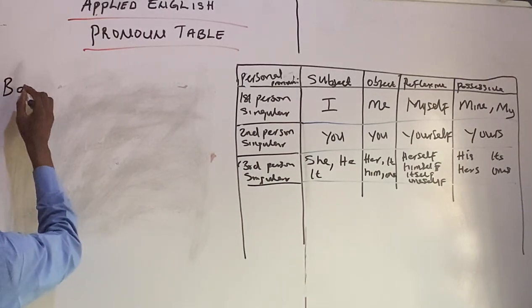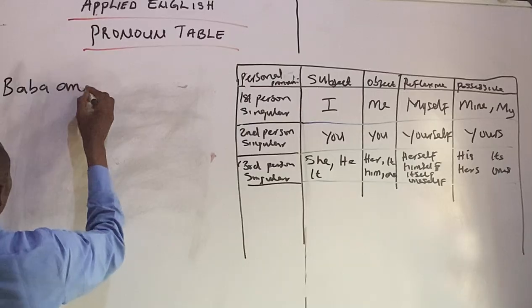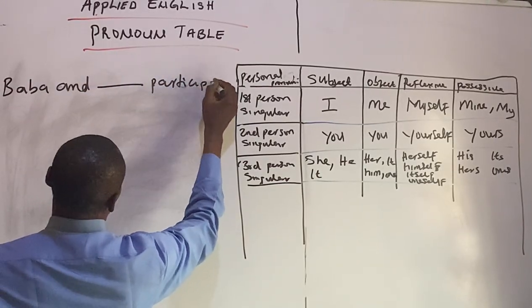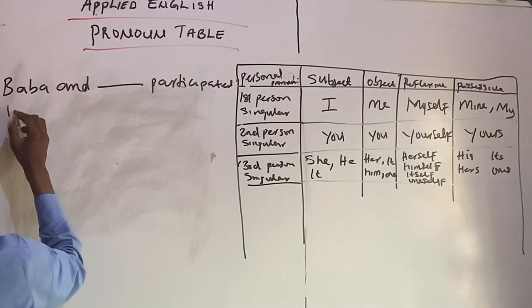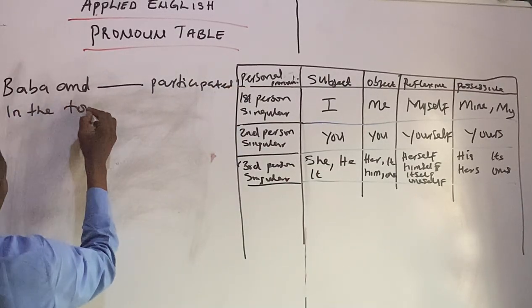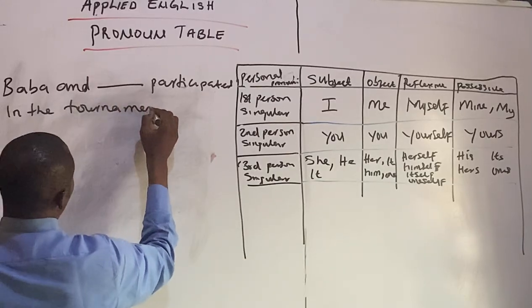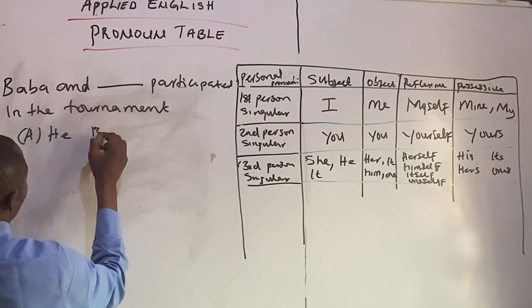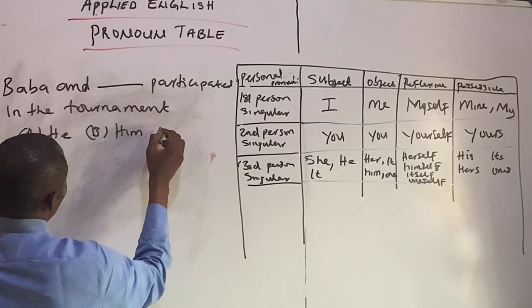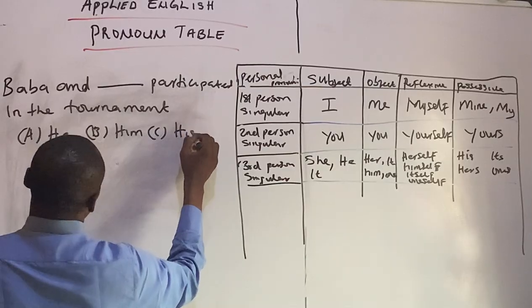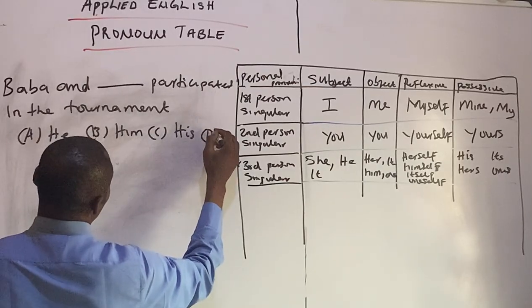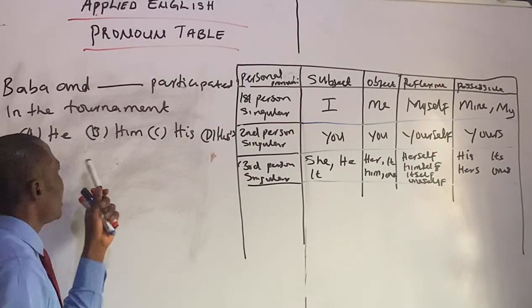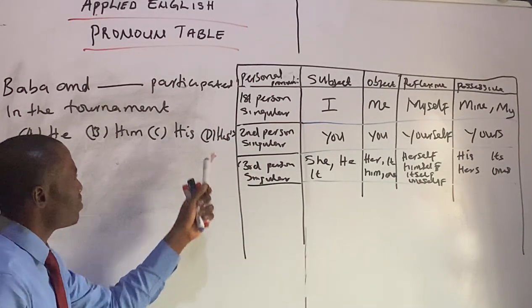Baba and Dash participated in the tournament. A, he. B, him. C, his. And D, his. Now what's the answer? Baba and he, Baba and him, Baba and his.